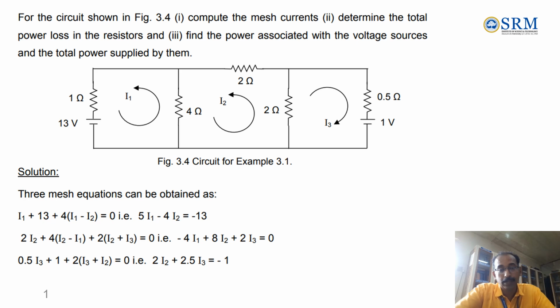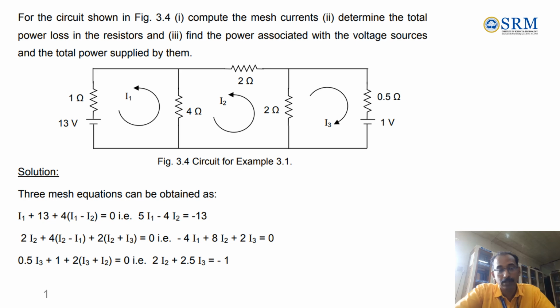In this, there are three meshes. This is mesh number 1, mesh number 2, mesh number 3. The mesh currents are represented with I1, I2, I3 respectively. The closed path with no other path inside it in any circuit is called a mesh.